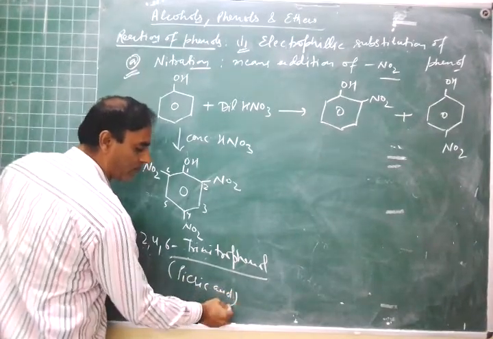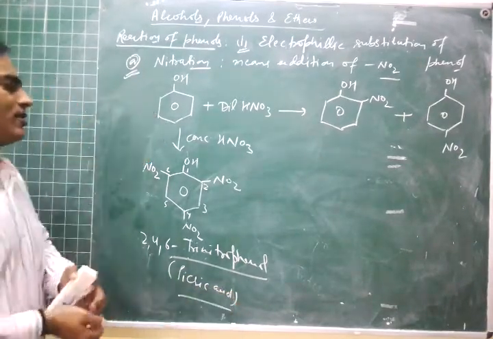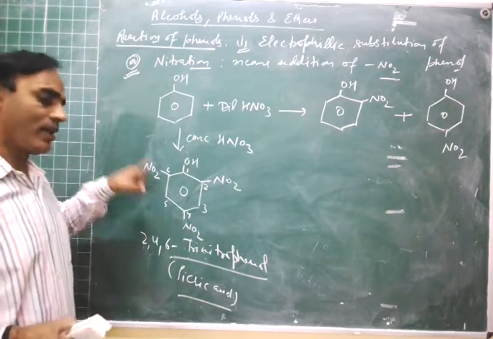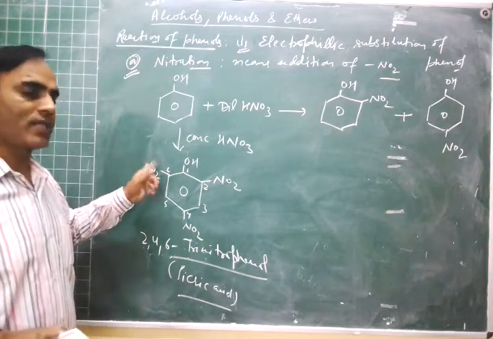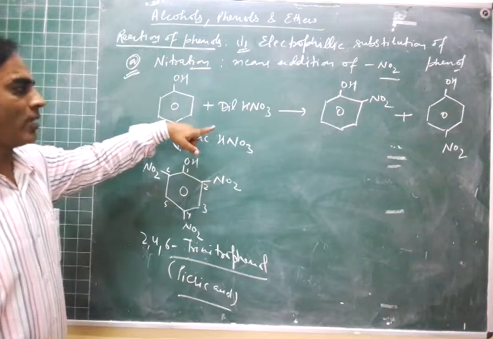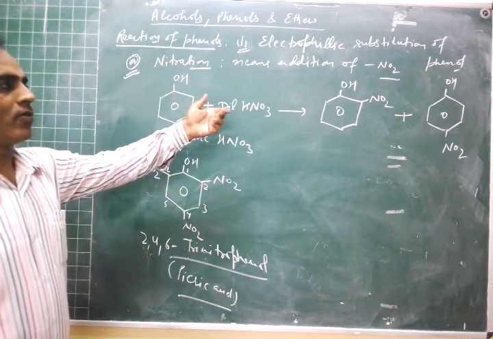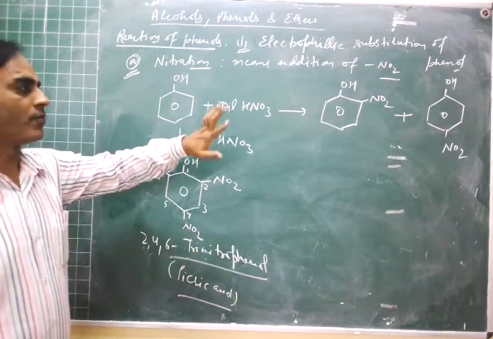So if we use concentrated HNO3, then trinitro substituted phenol is formed. And if you use dilute nitric acid, then mononitro substituted phenol is formed.